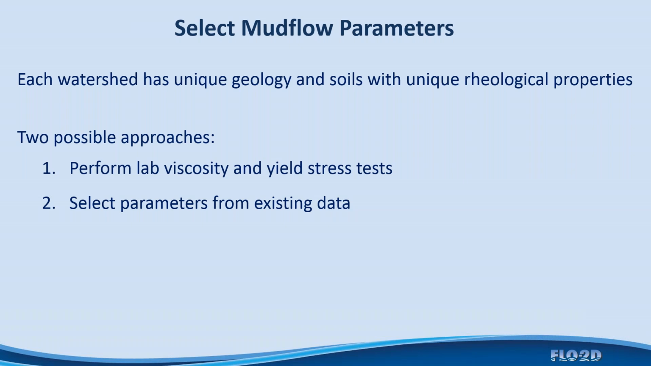The very viscous mud flows that you saw pictures of there, though, the cobbles and the gravels and even the boulders are playing no role at all in terms of how the flow is progressing downstream. It's mostly the viscosity of the fluid itself. So there are two possible approaches to this. You can perform a laboratory analysis and get the viscosity and yield stress, or you can select the parameters from existing data.